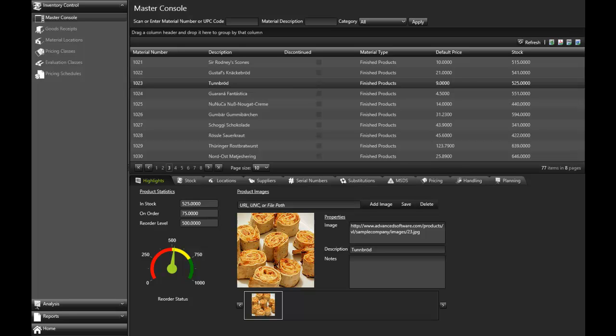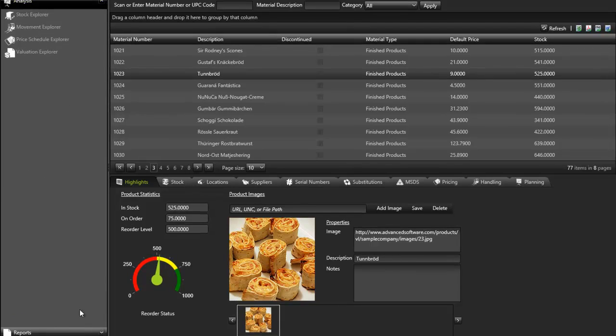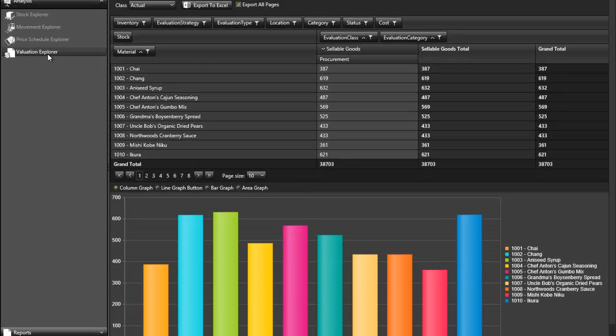Continue to focus on some of the analytical features of the materials management engine. And the one I'd like to show you under the analysis section is the Valuation Explorer. The goal of the Valuation Explorer is to determine, of the items that you have in stock that are valued on your balance sheet, that are an important asset to you, how is that valuation being determined? Where are we getting those numbers?